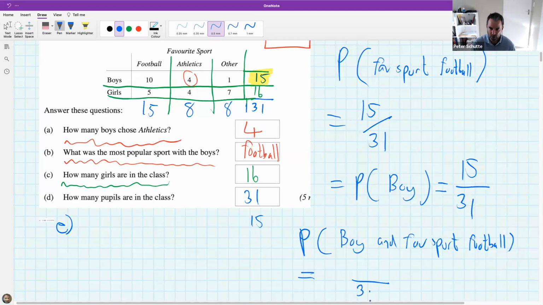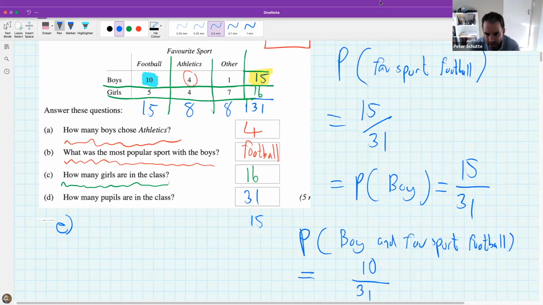So we know the total's not changing. It's going to be 31. But what is the important bit in the table? Well, you have to be both in the collection of boys and the collection of people whose favorite sport is football, which would be 10. And so the probability would be 10 out of 31, because you have to be part of both events.